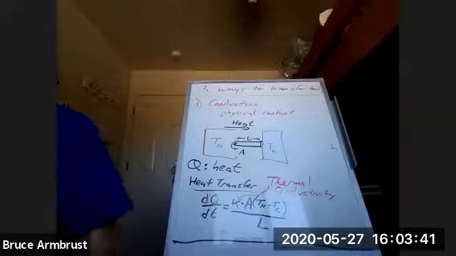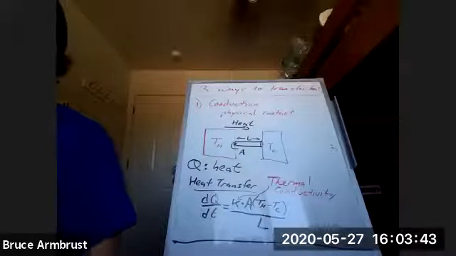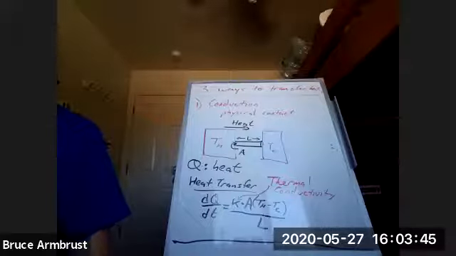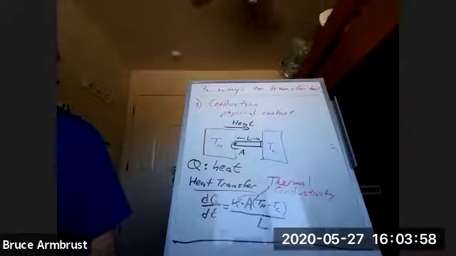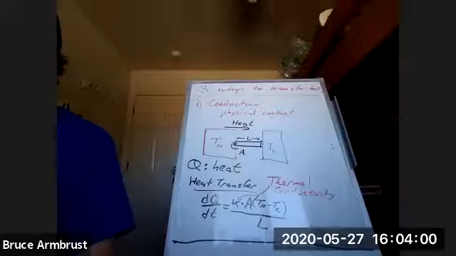So for example, aluminum is 205, copper 385, but then steel 50.2, right? So it really kind of depends. They do kind of bounce around, but those are kind of the numbers that we're seeing.